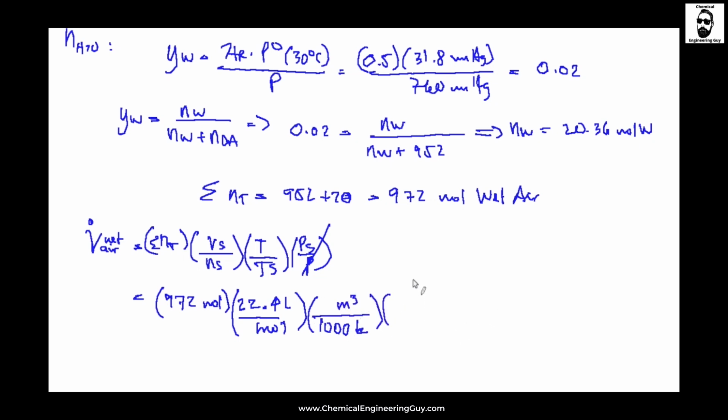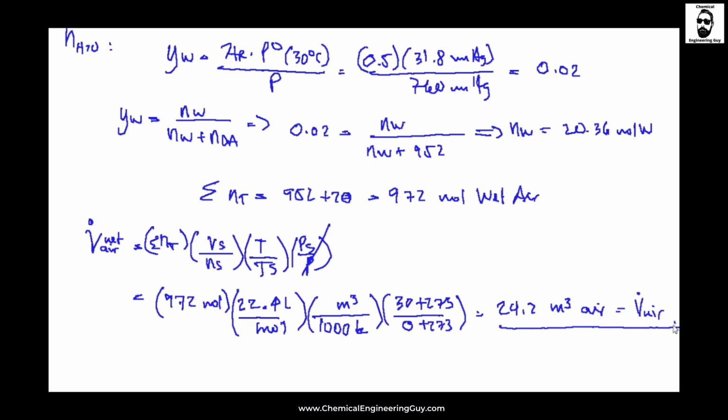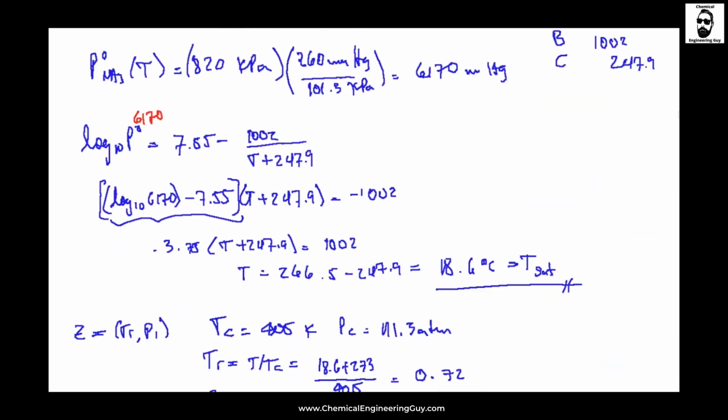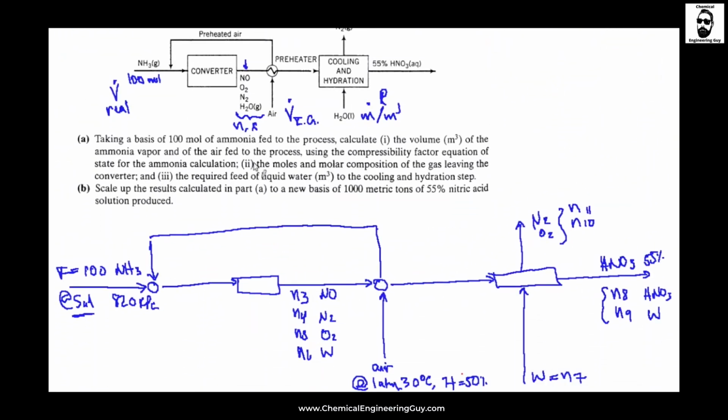Times temperature. What's the temperature? I think it's 30. Yeah, 30 plus 273 divided by 0 plus 273, the standard one, and I got 24.2 cubic meters of air. That's also my answer, which is here. Air feed to the process using compressor.